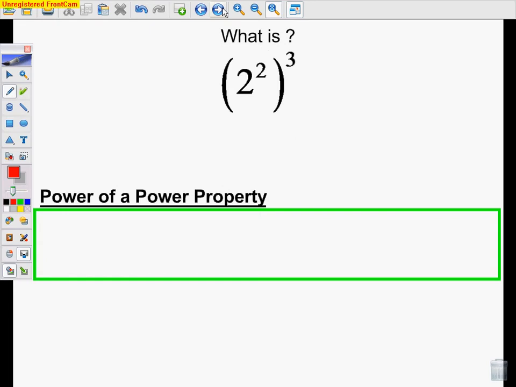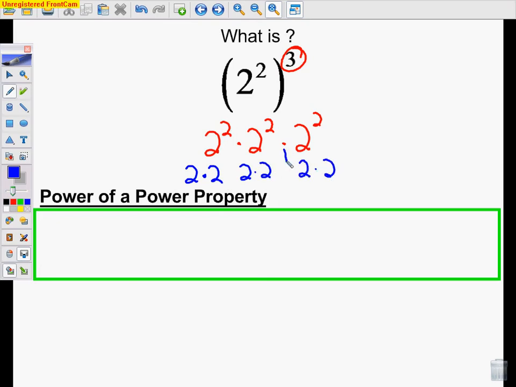Good. Next problem, 2 squared cubed. Now, if we were to expand this, you would be able to say, okay, well, because this is cubed, that means we're multiplying 2 squared times itself 3 times. All right? And then if we expanded it even more, we would say, okay, well, 2 squared is 2 times 2, 2 squared is 2 times 2, 2 squared is 2 times 2. And then we could just drop down these multiplication symbols. So we have a total of 2 to the 6.